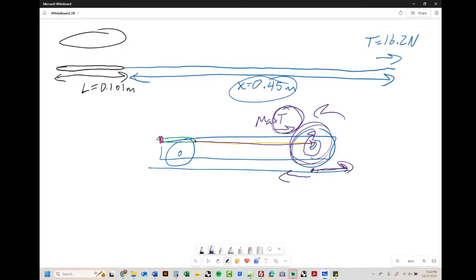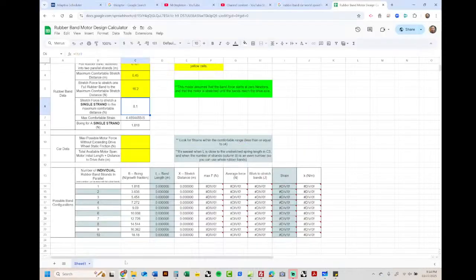So let's say you found that, and let's just say that's 40 newtons. I'm going to put that into the spreadsheet. We know your car can handle 40 newtons and no more. So it behooves you to use as much force as you possibly can and get as much energy as you possibly can, but no more force.